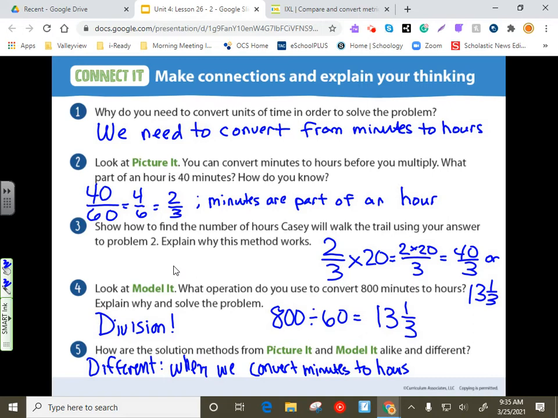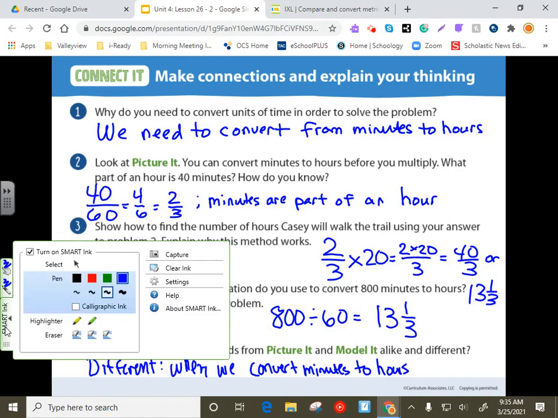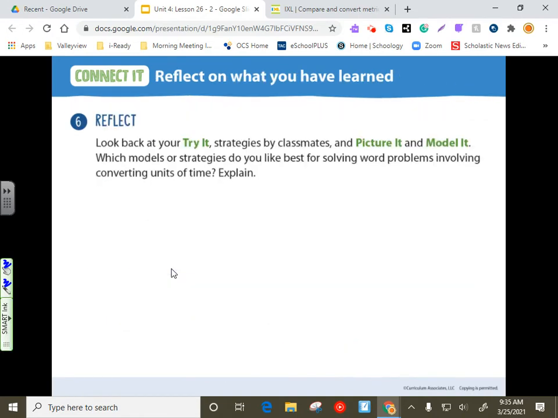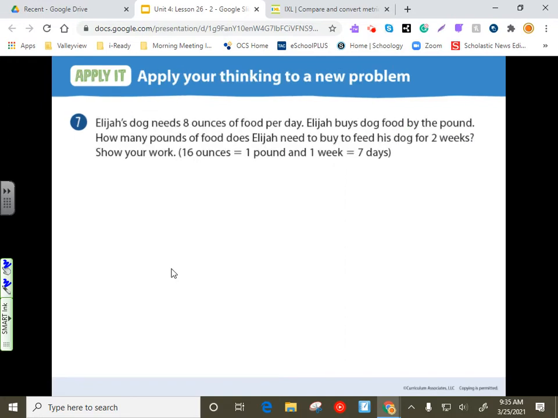All right, so let's try some examples on the back here, and then finish this up. We skip the reflection as always. All right, Elijah's dog needs 8 ounces of food per day. Elijah buys dog food by the pound, which is why we have an ounces and pound conversion.